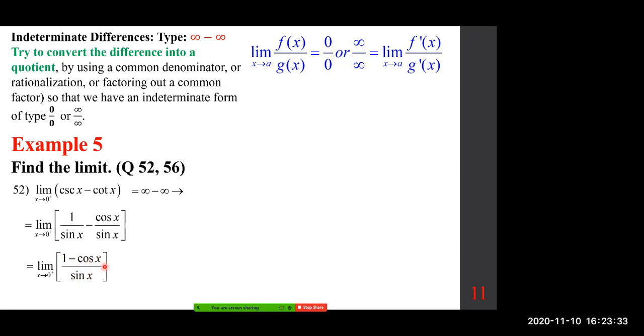So now we can use L'Hopital's rule because we have 0 over 0. Let's differentiate the top. This is minus, so minus. The derivative of cosine is negative sine, so it gives us positive sine x. And the denominator is cosine. Now, replace x with 0. Sine of 0 gives you 0. Cosine of 0 gives you 1. The answer is 0 over 1, or simply 0.